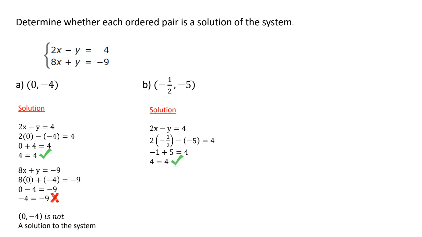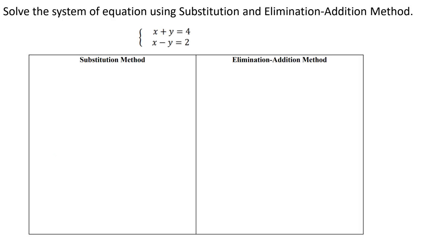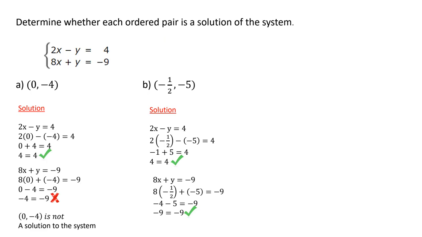But again, for it to be a solution of the system, it needs to satisfy the second equation. And when I replace -1/2 for the x and -5 for the y in the second equation, you see I get a true statement. -9 is equal to -9. So hence, the point -1/2, -5 is a solution of the system.